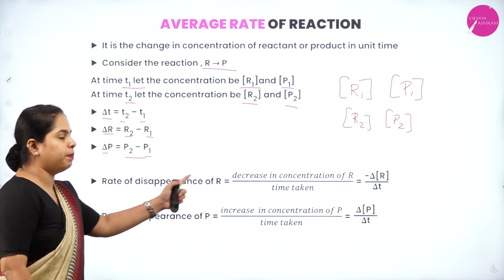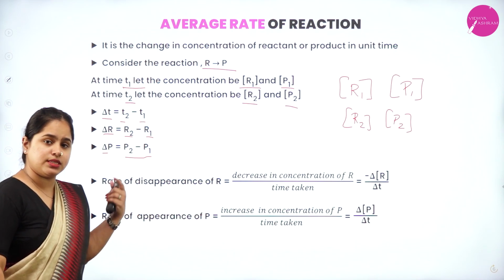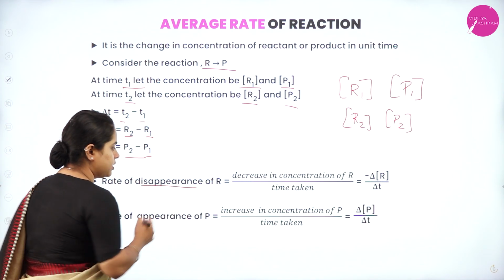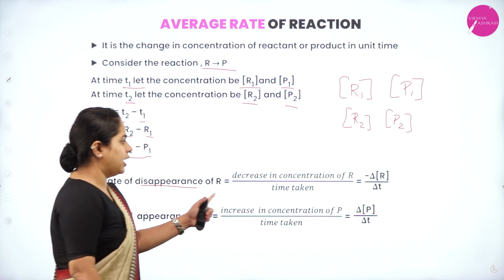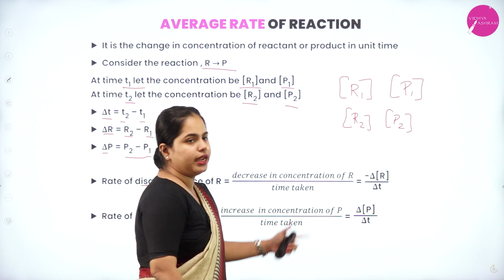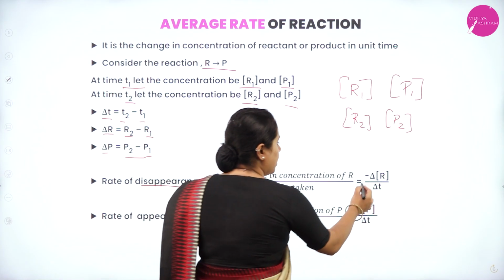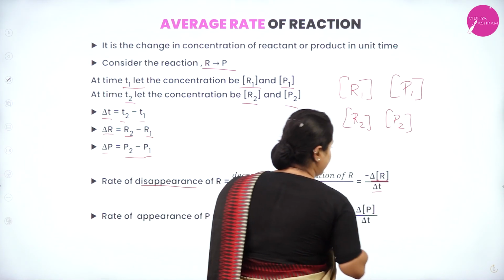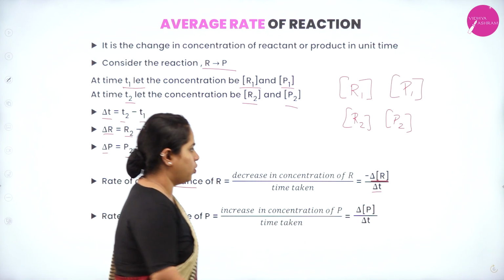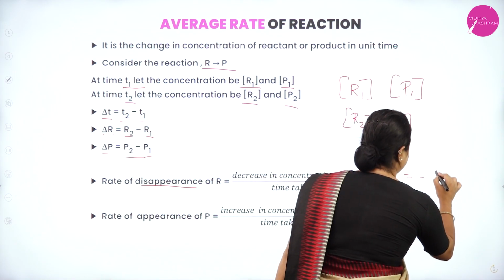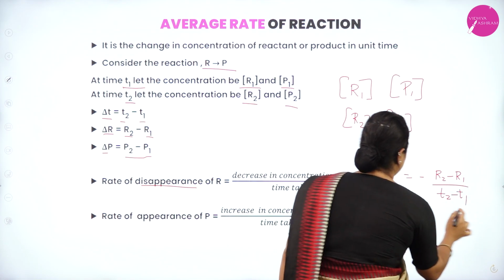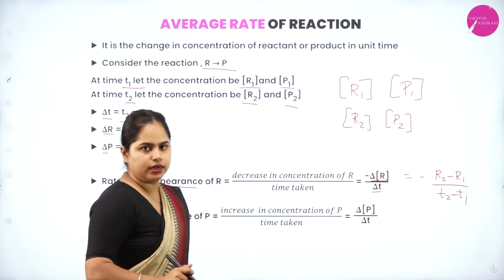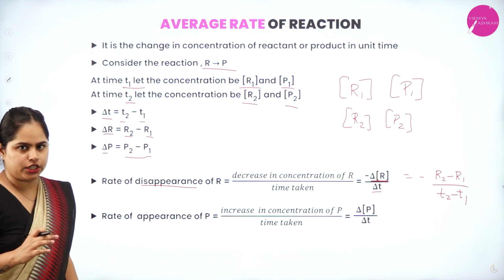Now rate of disappearance of R. What is rate of disappearance of R? Why is it written disappearance? Because the concentration of the reactants is going to decrease, right? So that is decrease in concentration of R by time taken. That means it is minus delta R by delta T. So delta R means what? It is R2 minus R1 itself, right? R2 minus R1 by T2 minus T1. That is what is written here, minus delta R by delta T. This is average rate of a reaction, right?